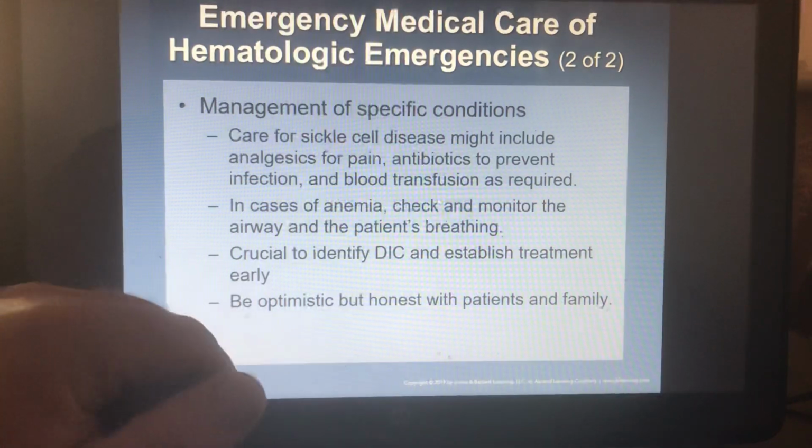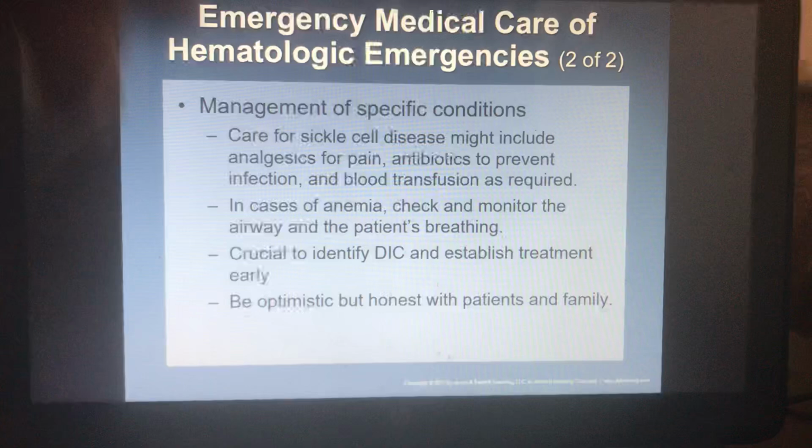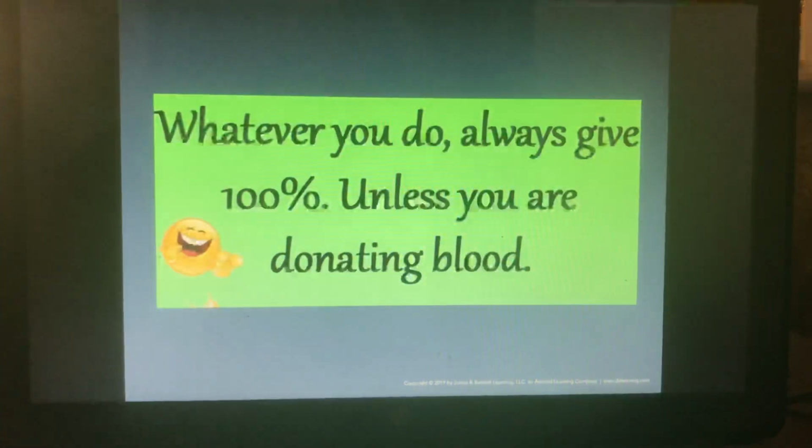Be optimistic and honest with the patient. That's really all you need to be. Like, hey, I'm going to do the best I can for you. We're going to try to stop this bleeding. If they're hemophiliacs or sickle cell, listen, time is muscle with sickle cell, because if they've got any ischemia, it can turn into infarction, which will lead to dead tissue. So that's not good.